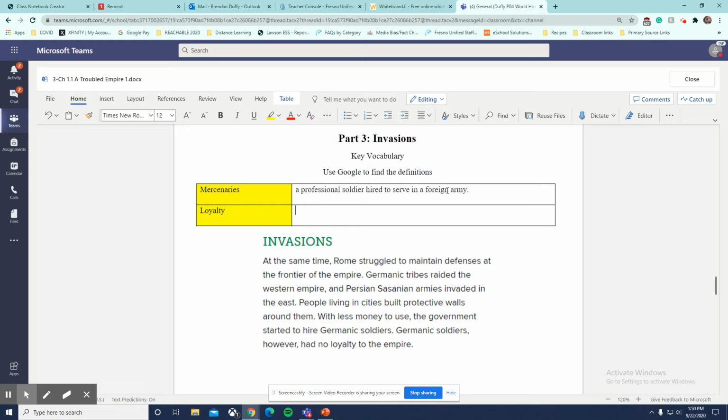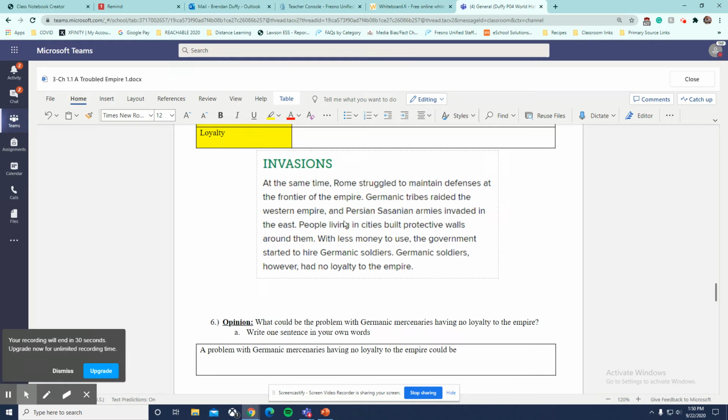So they do not serve the country that they're fighting for, and all they really care about is money most of the time. So this question is, what could be a problem with those mercenaries having no loyalty to the army? And that's an opinion, so you're not quoting for this one.